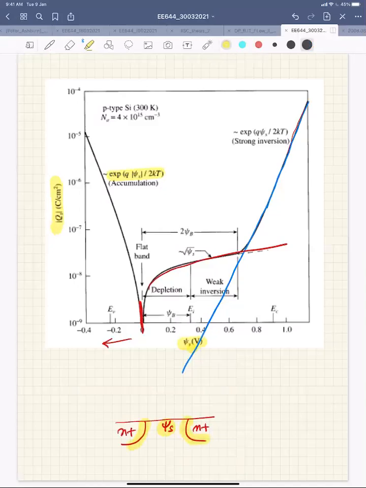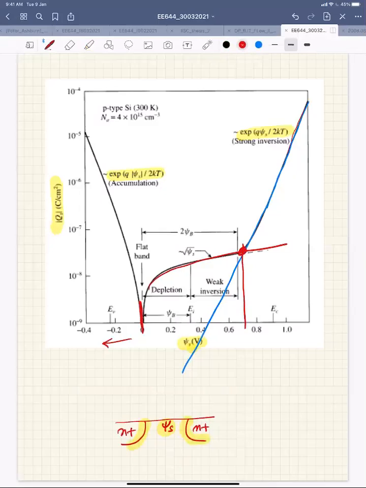So the inversion charge increases exponentially, and your depletion charge also increases, because as you increase your gate voltage, your depletion charge increases. That's the reason your psi s increases, right? But depletion charge increases as root over psi s, and your inversion charge is increasing exponentially. At some point, your inversion charge will be more than the depletion charge.